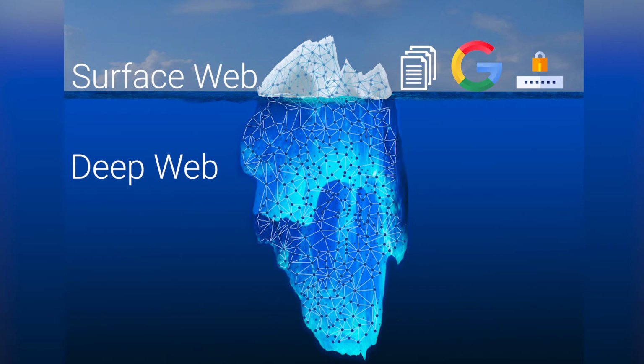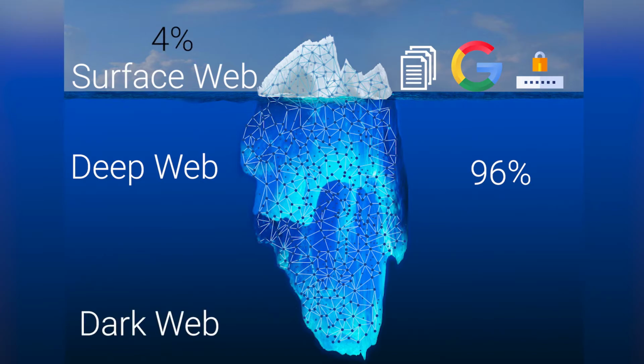Deep web is the largest part of the web. According to estimation, about 96% of the web is deep web, and the surface web is only about 4% of the web. Next comes the dark web.